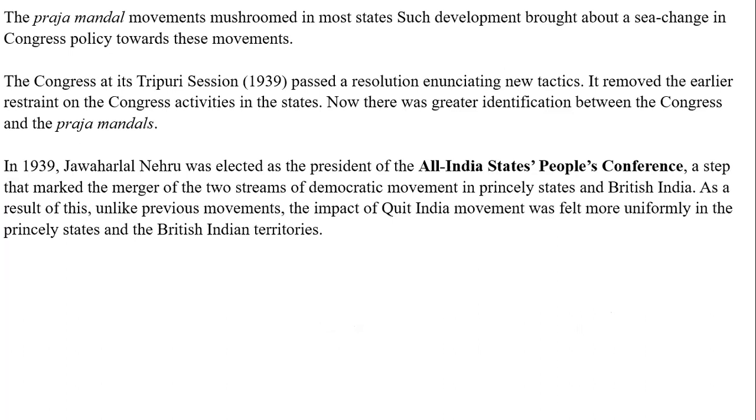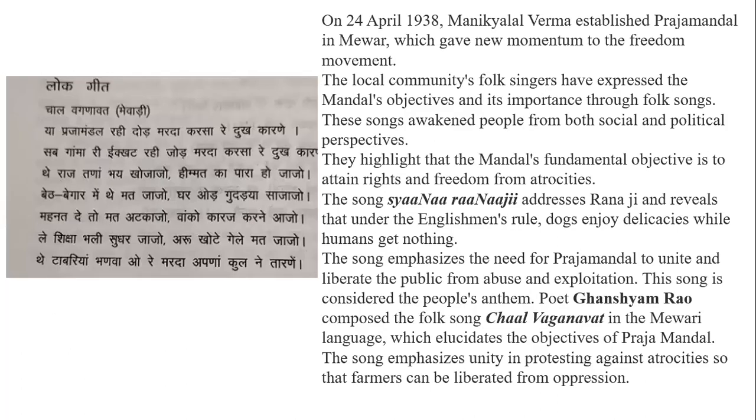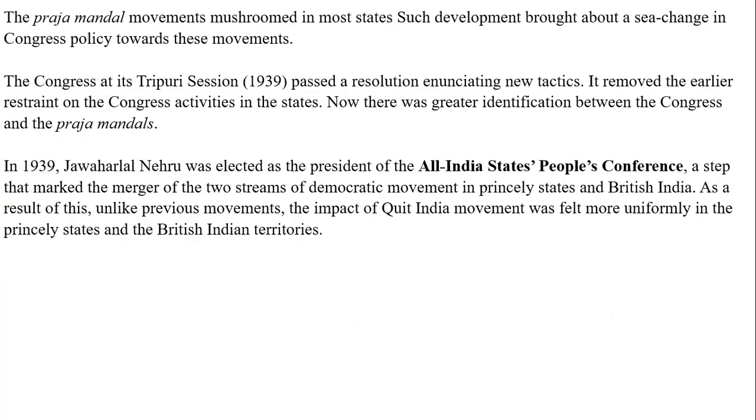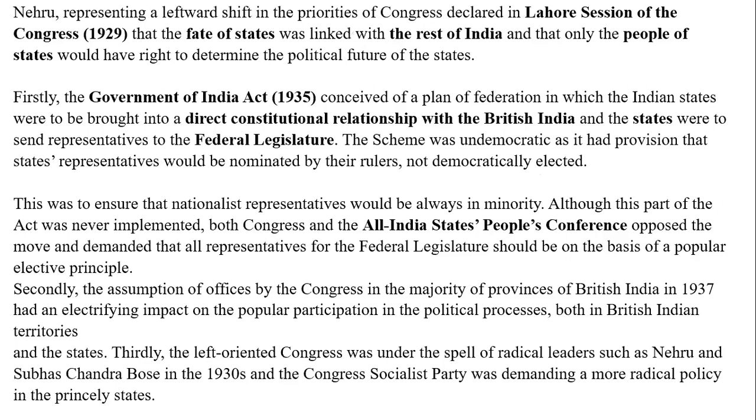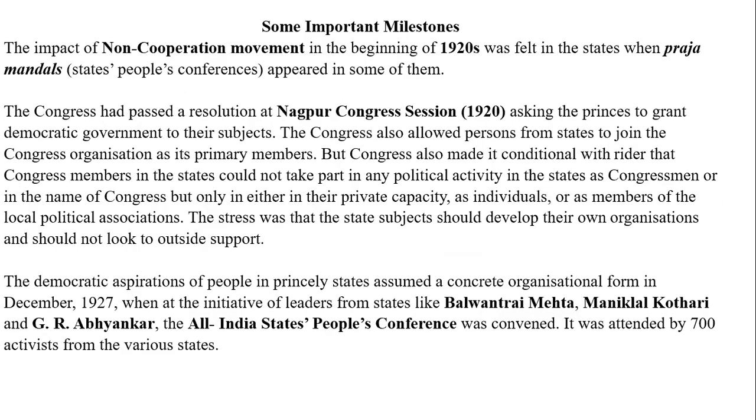And now you can see after 1938, as I mentioned, one of the instances I gave from Rajasthan, Prajamandal movements started mushrooming in almost all parts of India. In Odisha, there was Gurjat state, and in Himachal Pradesh, and at many places. In the 1939 Tripuri session, Congress passed a new resolution. It removed the earlier restraint on Congress activities in the states. So, as I mentioned earlier, what was the restraint? The restraint placed in 1920 was that Congress allowed people from the states to join the Congress organization as primary members, but they could not take part in any political activity in the state under the banner of Congress.